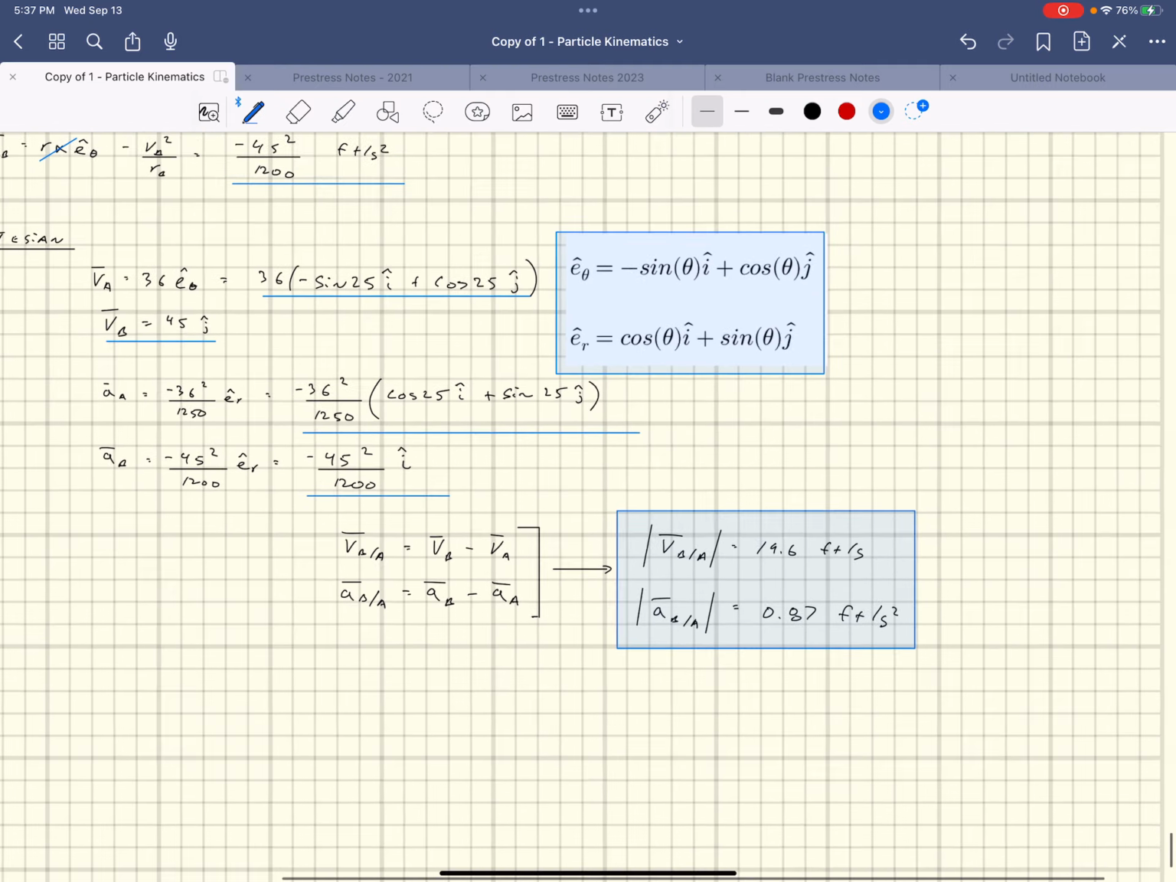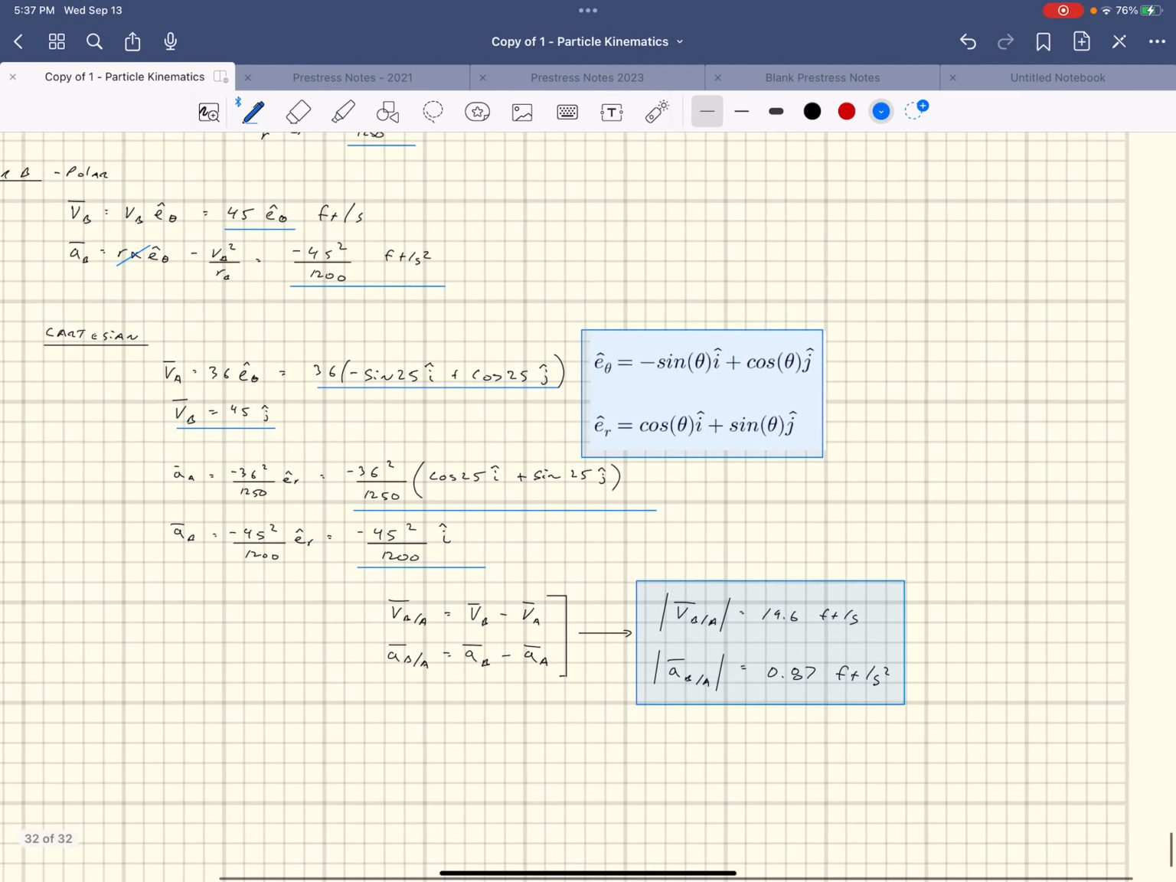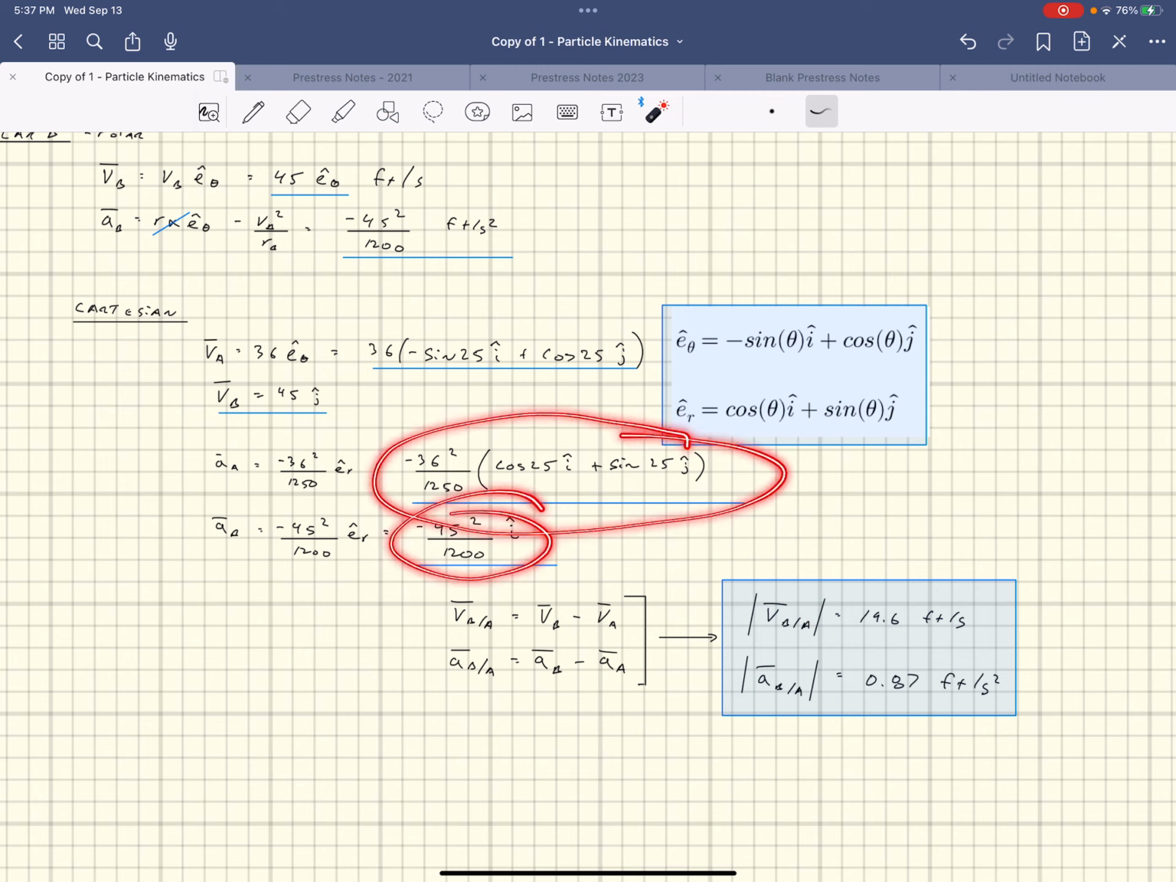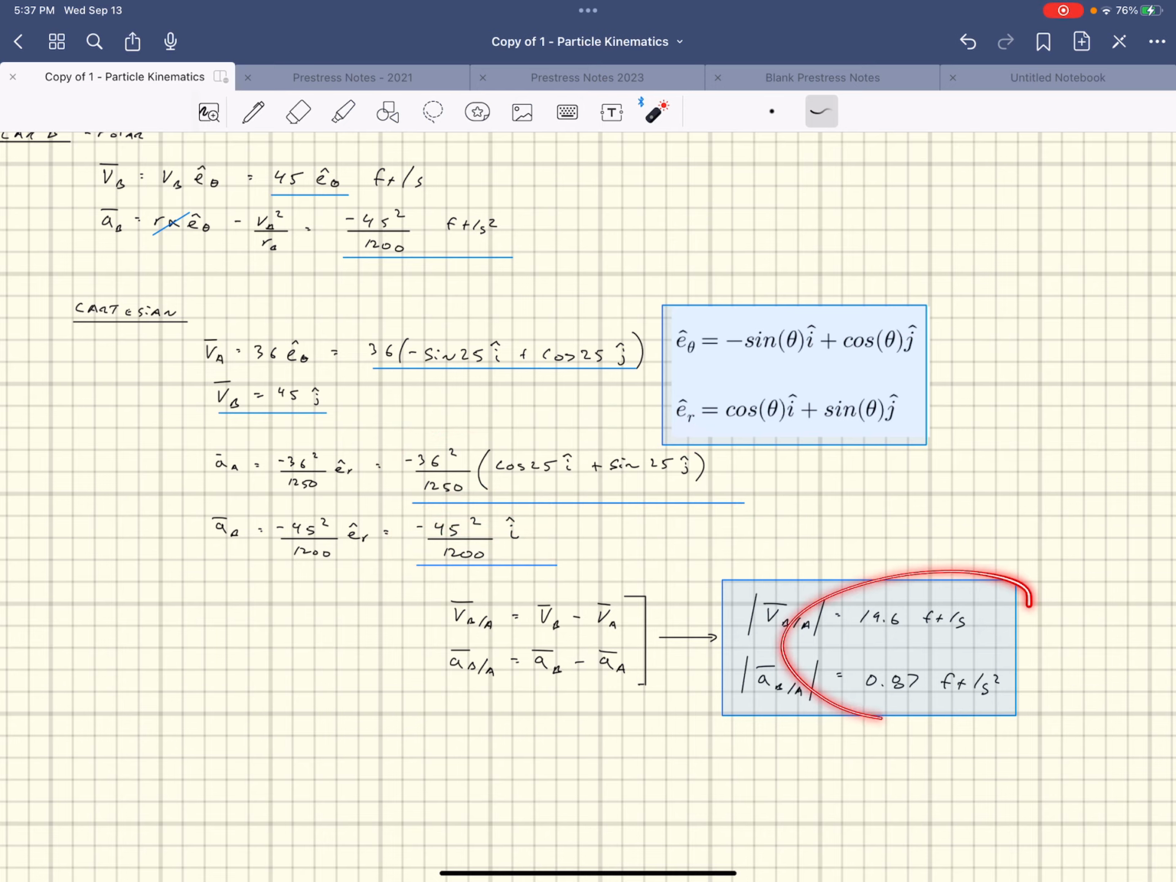A good exercise for you is to make sure you know how to do these things on the calculator, so try this last little step. Everything has to be in Cartesian. The velocity of B as seen from A is this guy minus this guy. You get a vector with i's and j's, then take the square root of the sum of the squares, and it gives you this. Then do the same for acceleration of B minus A, and that should give you this guy down here.